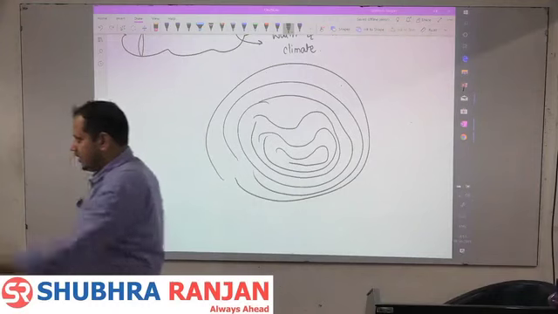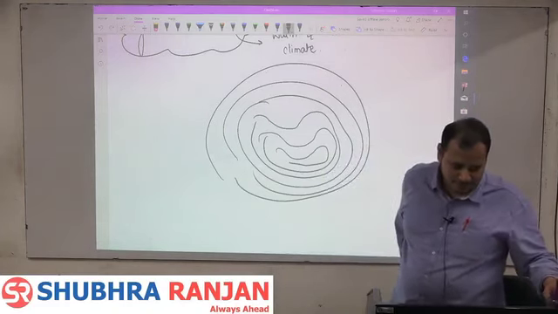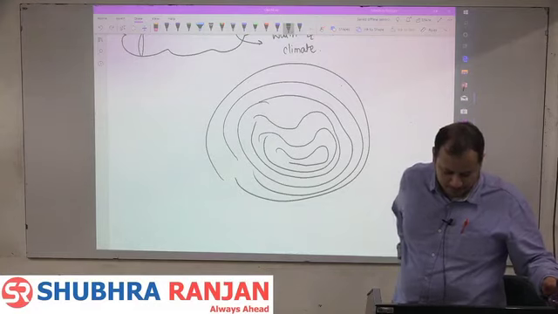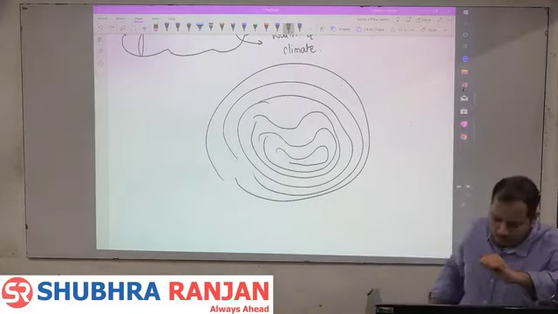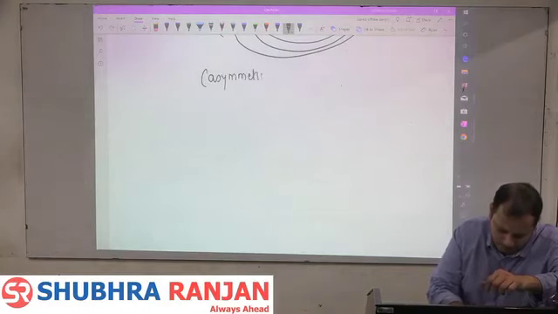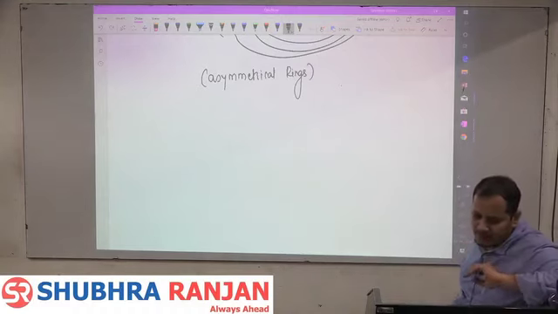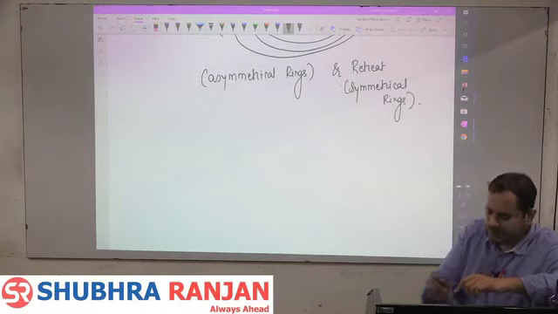Dendrochronology also helps in reconstructing the advances (write in bracket: asymmetrical rings) and retreat (symmetrical rings) of glaciers.